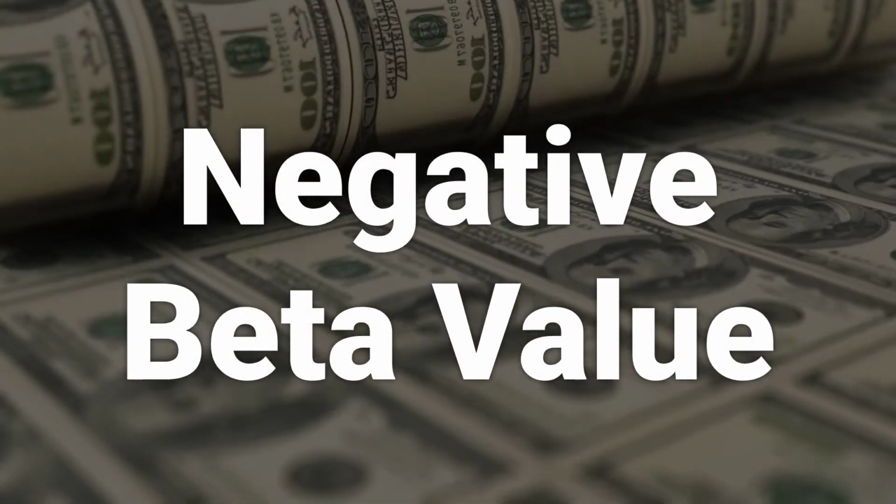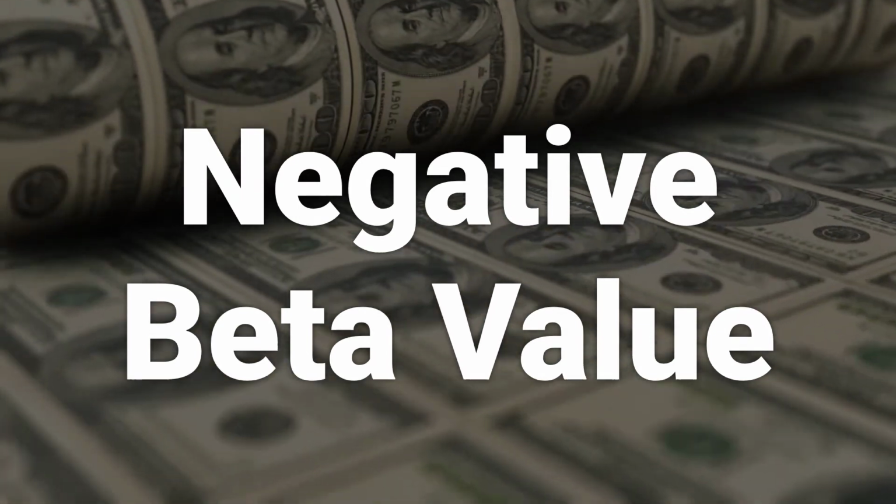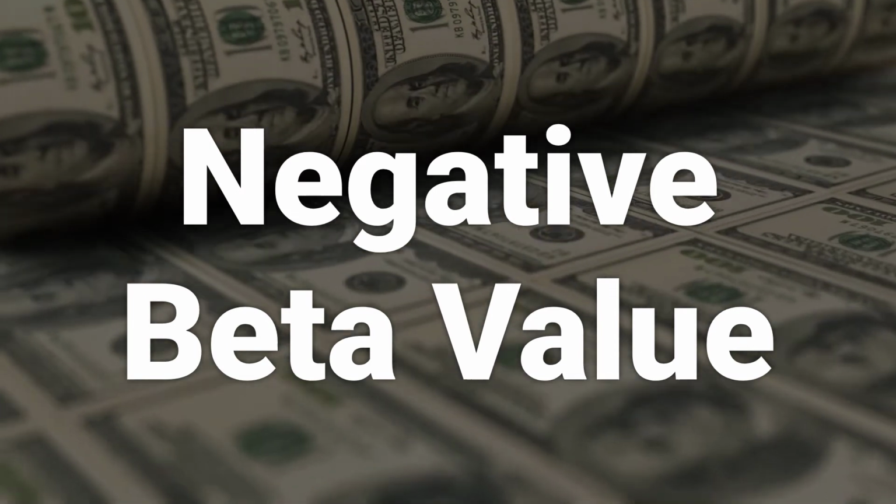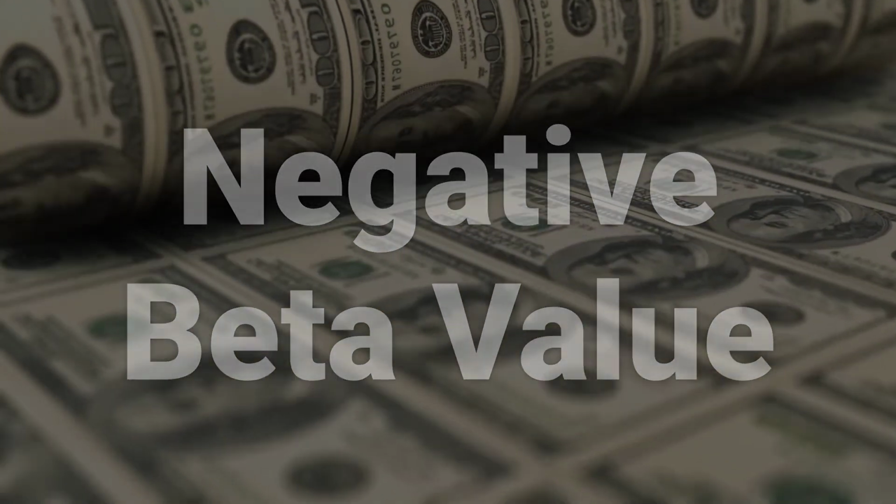Some stocks have negative betas. A beta of -1.0 means that the stock is inversely correlated to the market benchmark on a 1:1 basis.